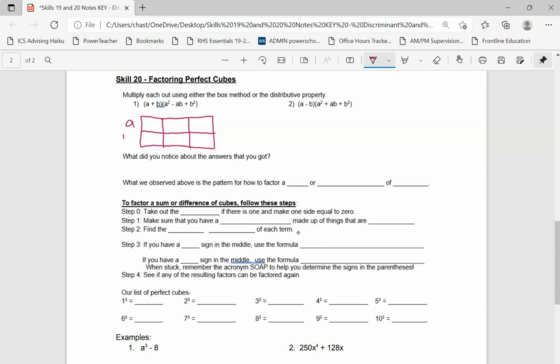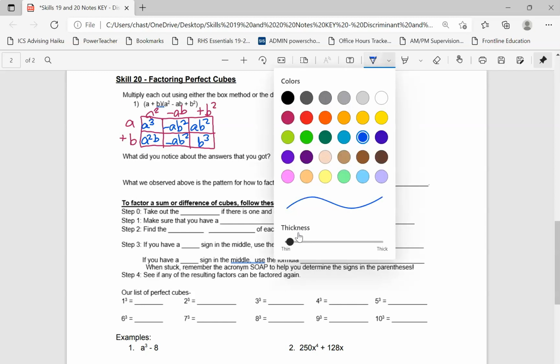So let's see, we have a plus b, and then we have a squared minus ab plus b squared. I'm going to go ahead and multiply those out. So we get a cubed for the first one. We get a squared b for the next one. Then we get negative ab squared, and then we get negative ab squared. Then we get ab squared and b cubed. I know that's a lot of a's and b's, but let's look and see what we notice now.